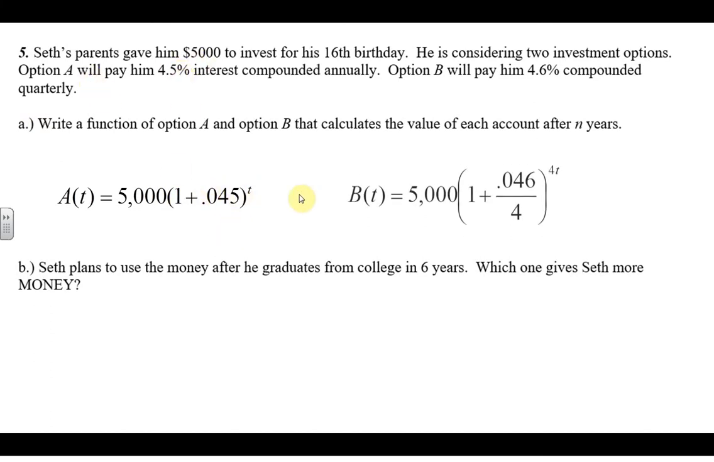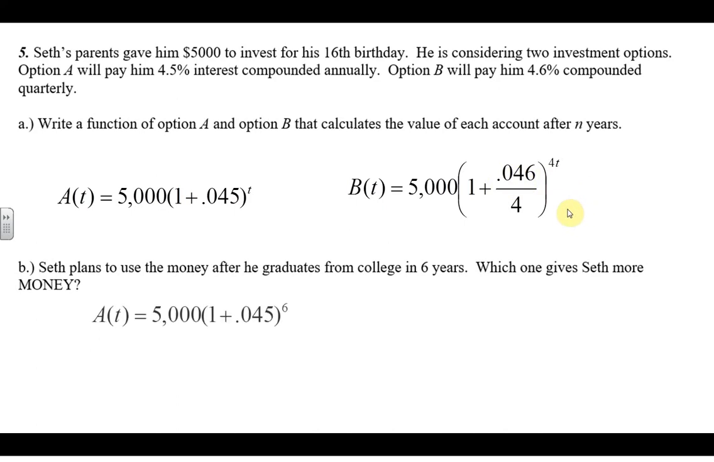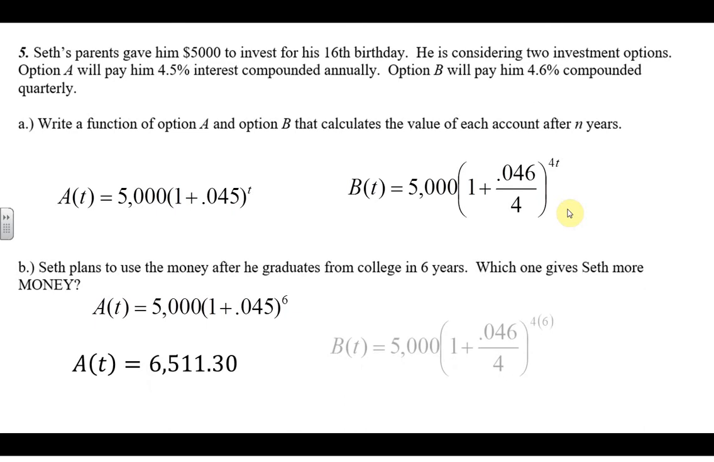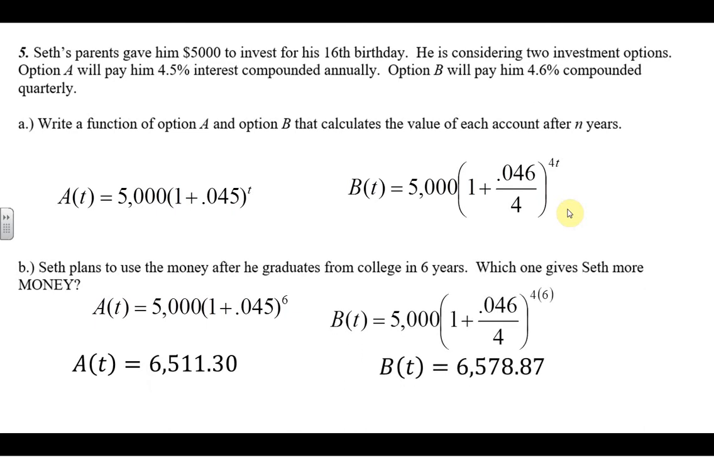Now option B, because it's compounded quarterly, that n value is a 4. So we use the equation 1 plus r over n, raised to the nt, 4 times t in this case. Then after 6 years, they want to know which account has more money. When you use the equations and plug in 6 for that t value, you see that clearly option B is the moneymaker, by roughly $67.